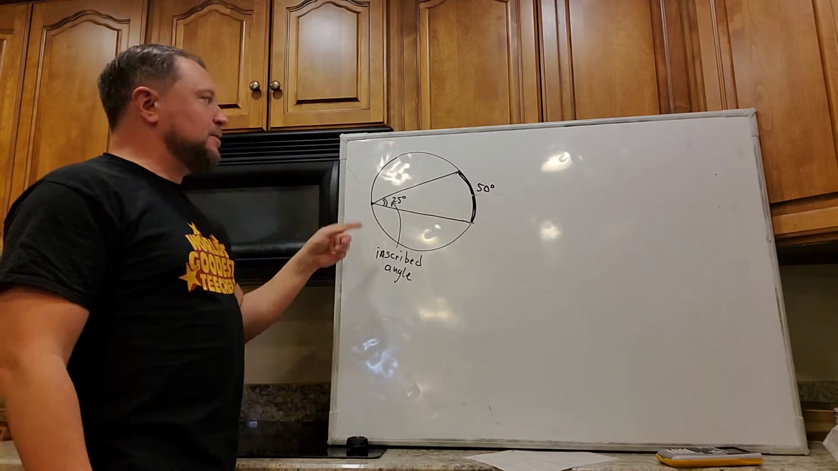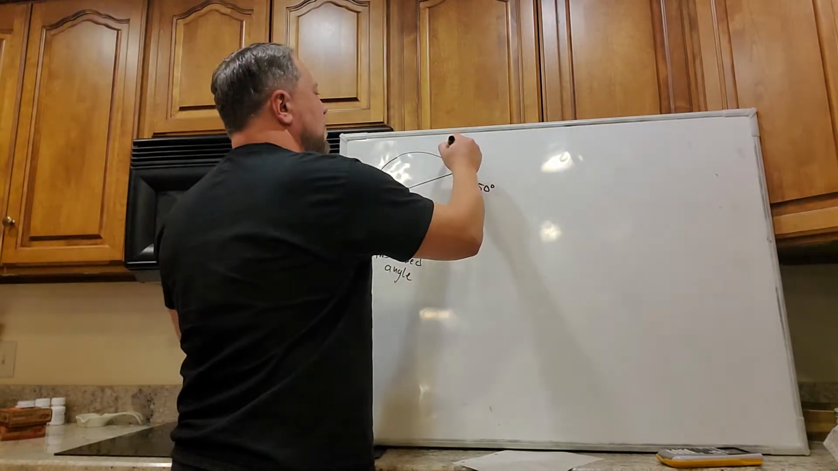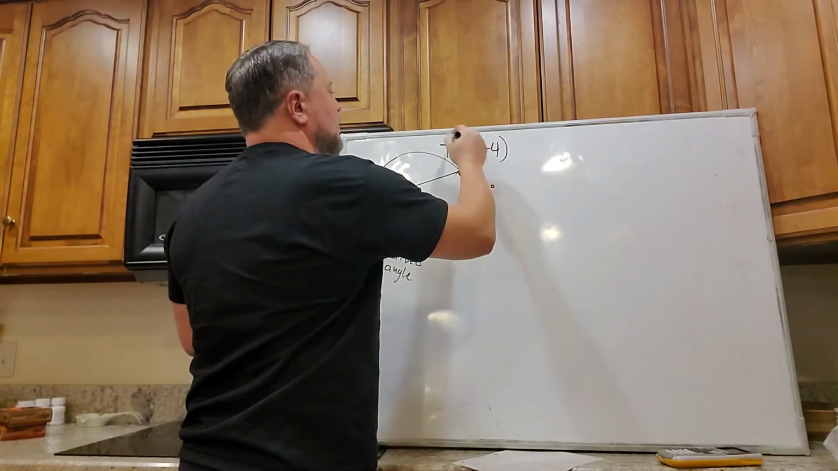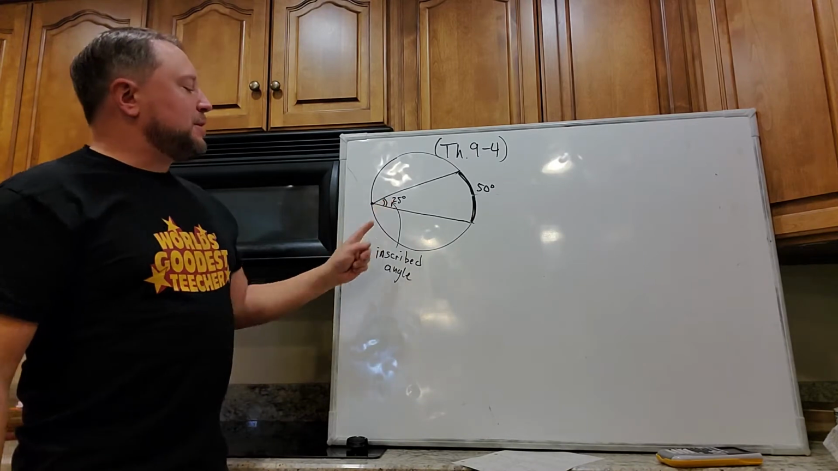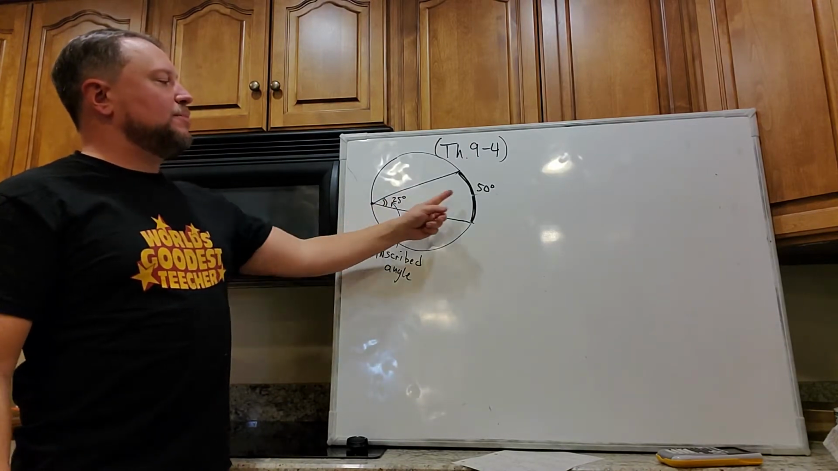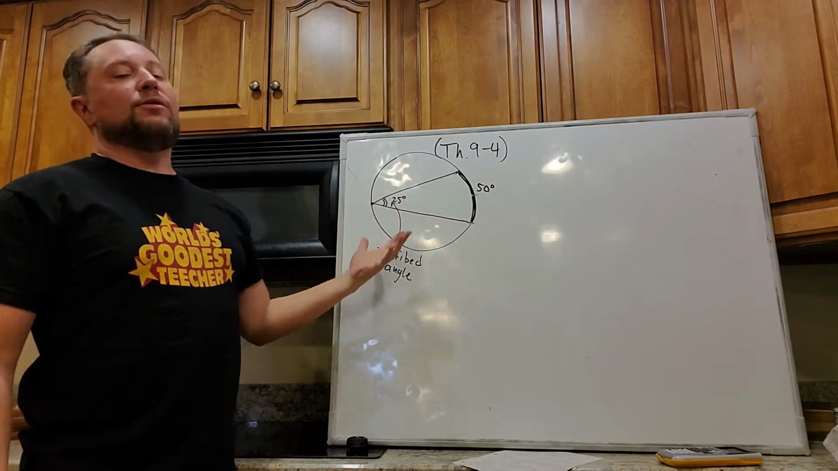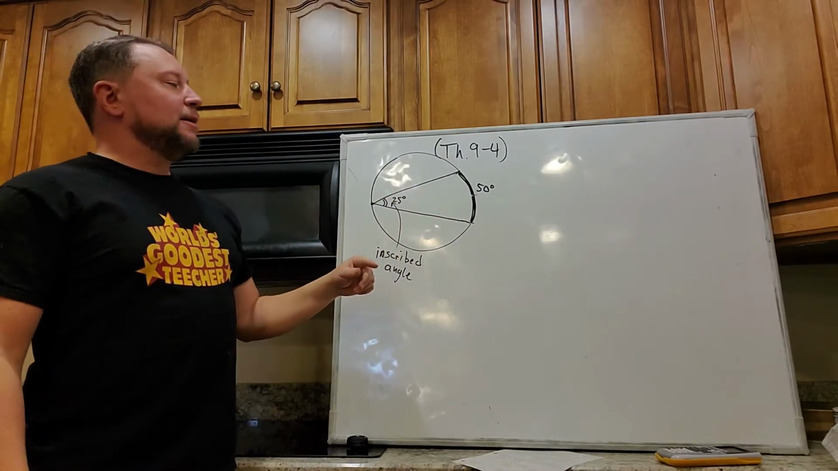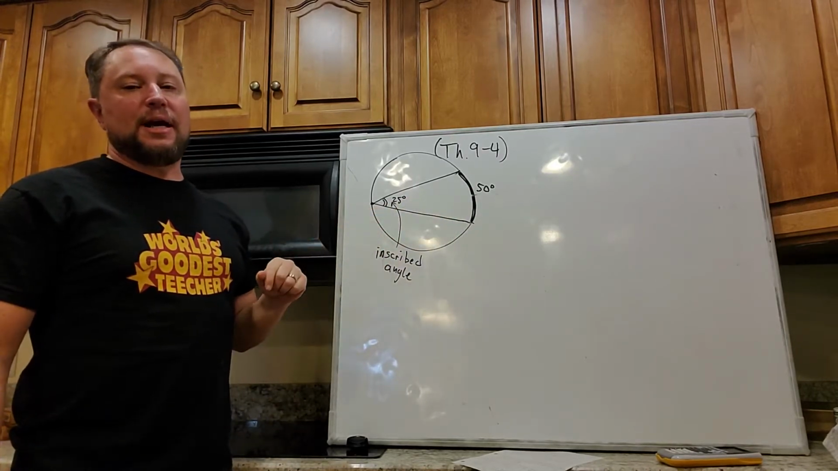Okay, and this in fact is our first theorem. It's Theorem 9.4 on your list of postulates and theorems. It simply states that all inscribed angles will always be half the measure of their intercepted arc. Or you could look at it backwards and say that the arcs will always be twice as big as the intercepted angle.